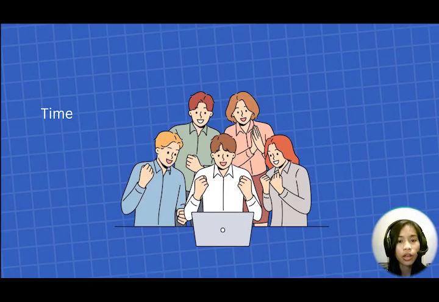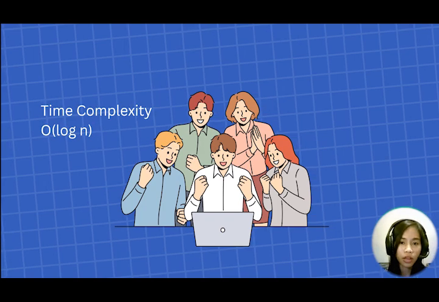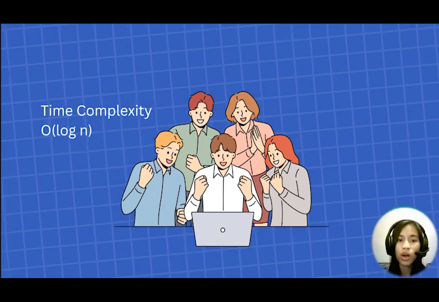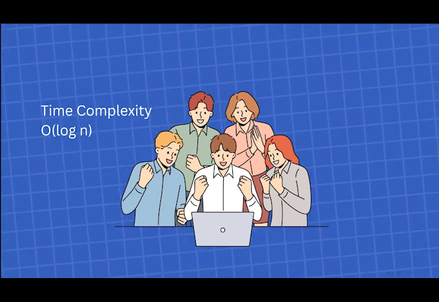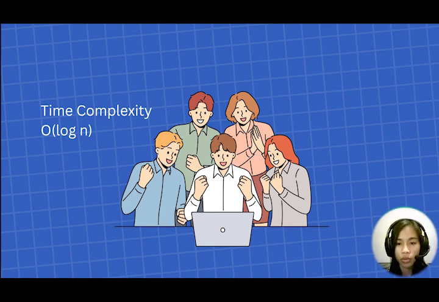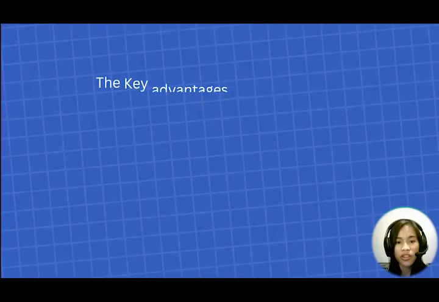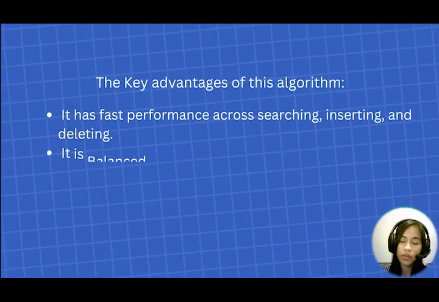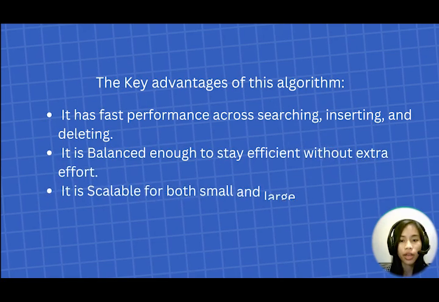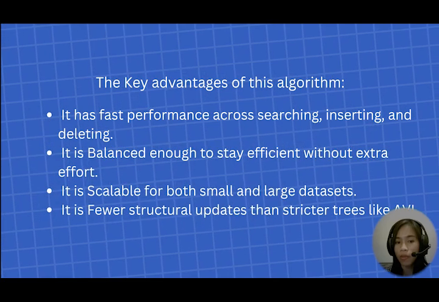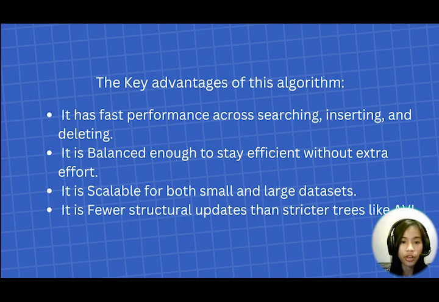They also maintain a time complexity of O(log n) for search, insert, and delete operations while minimizing restructuring. This makes them well suited for applications where maintaining predictable performance is critical even as data grows or changes dynamically. So the key advantages of this algorithm is that it has fast performance across searching, inserting, and deleting. It is balanced enough to stay efficient without extra effort. It is scalable for both small and large datasets. It has fewer structural updates than stricter trees like the AVL.